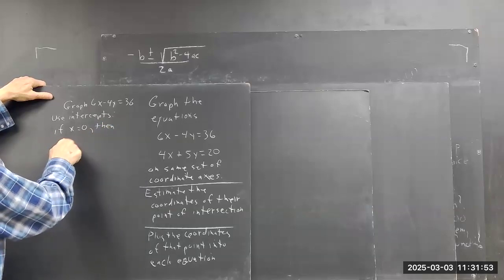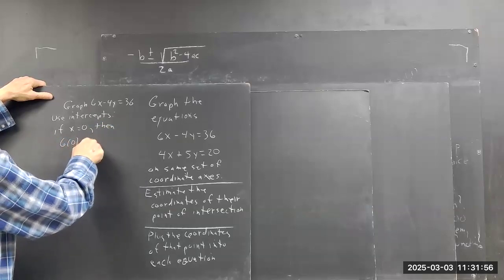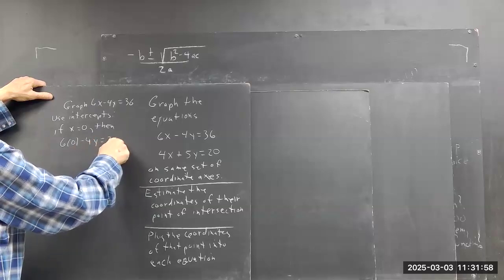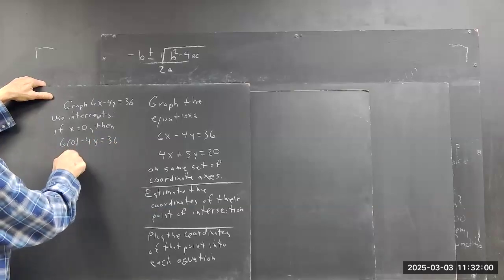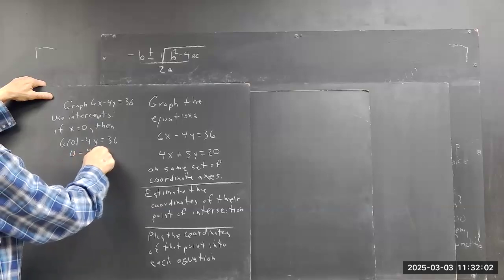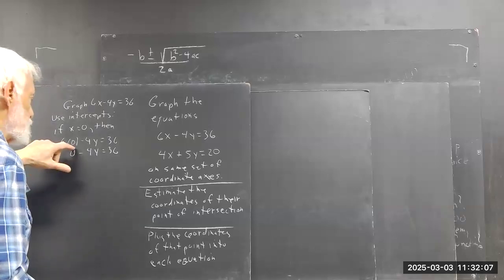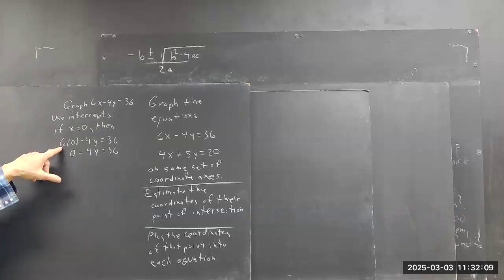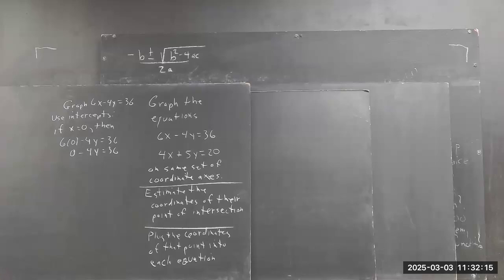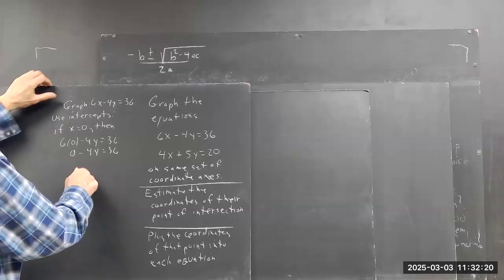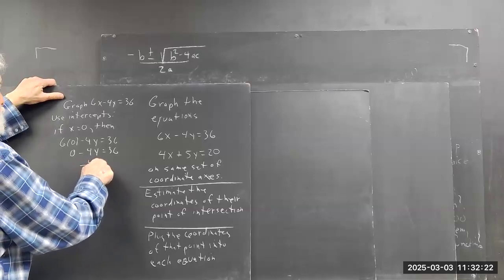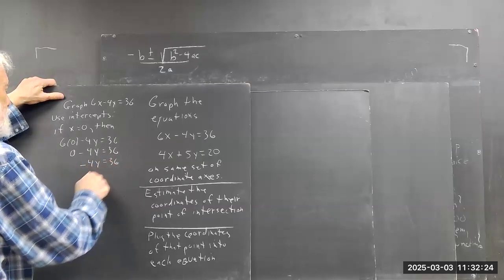X equals 0, 6 times 0 minus 4y equals 36. 6 times 0 is 0. And I'm going to emphasize that because not everybody is really seeing that. You write 6 times 0, and I've seen a couple of people try to subtract 6 from this. Okay? If you did it, you're not alone. So everybody's got company. It's 0 minus 4y, which is just negative 4y equals 36.